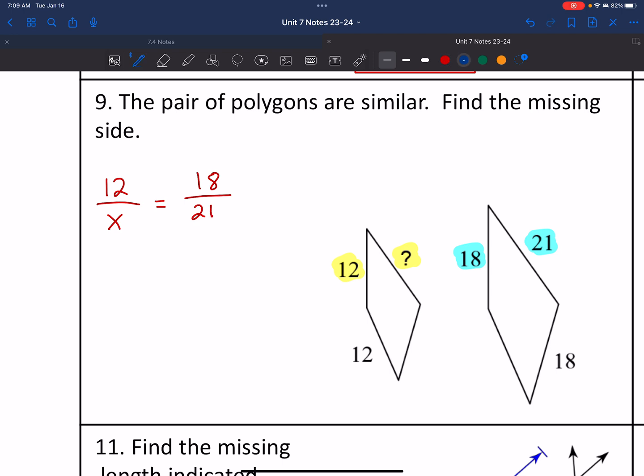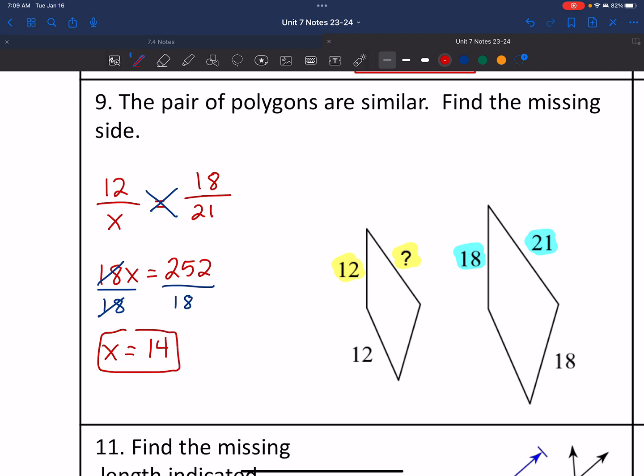And then how do I get rid of the fractions? Cross multiply. So I'm going to have 18 times x, that gives me 18x. And then 12 times 21, that gives me 252. Divided by 18. And that gives me x equals 252 divided by 18, which gives me 14. So that missing side length is 14 units long.